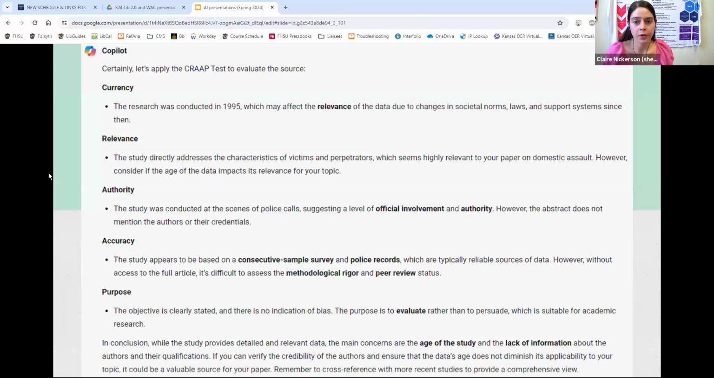And then Microsoft Copilot was definitely the most concise. It also provided a summary of the outlook on the article at the bottom. All three of them correctly identified that the age of the study was an issue. It also noted that the abstract I provided didn't include information about the authors. And then it says, if you can verify the credibility of the authors and determine that the age of the article doesn't diminish its applicability to your topic, it could be a valuable source for your paper. And then remember to cross-reference with more recent studies. So all three of them did a decent job of applying the criteria.